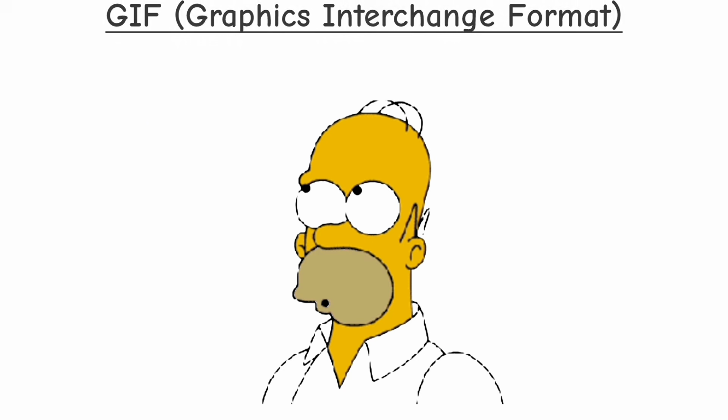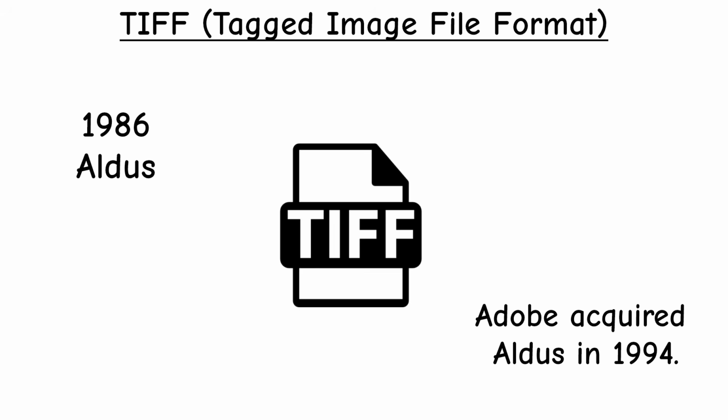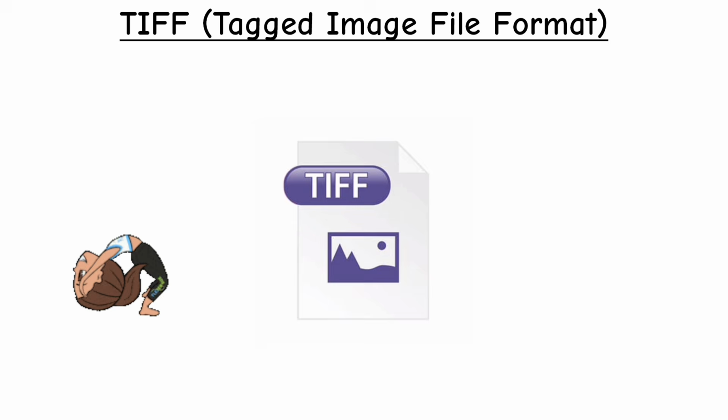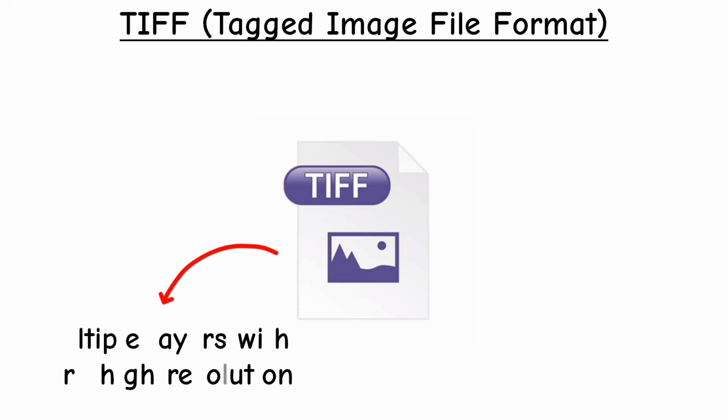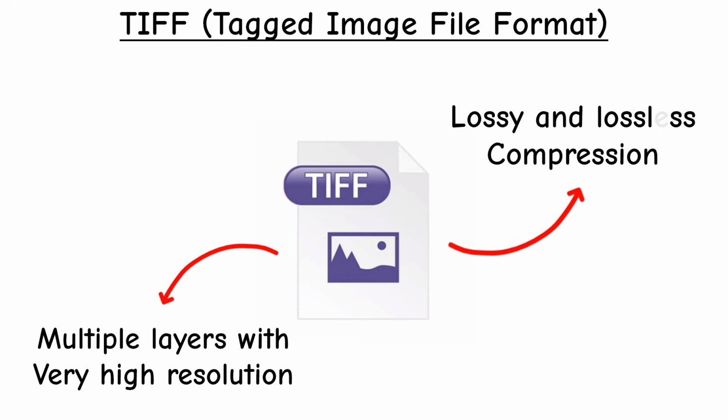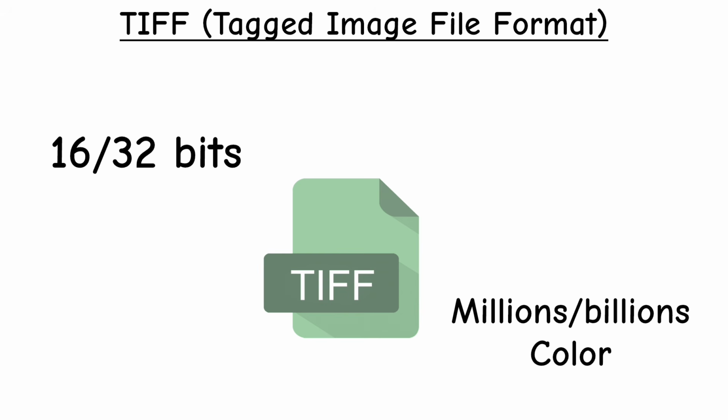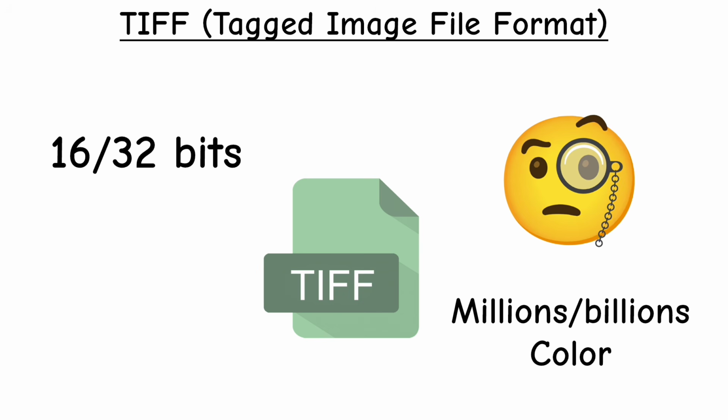Because of its limitations, it's still iconic on the internet. TIFF stands for Tagged Image File Format, first developed in 1986 by Aldus and later managed by Adobe. It's one of the most flexible image formats ever made, capable of storing just about anything. TIFF can hold multiple layers at very high resolutions and supports both lossy and lossless compression. Unlike JPEG, it isn't limited to 8-bit color. TIFF can go far beyond, with 16-bit or even 32-bit floating point color, giving it the ability to represent millions or even billions of color values with extreme accuracy.